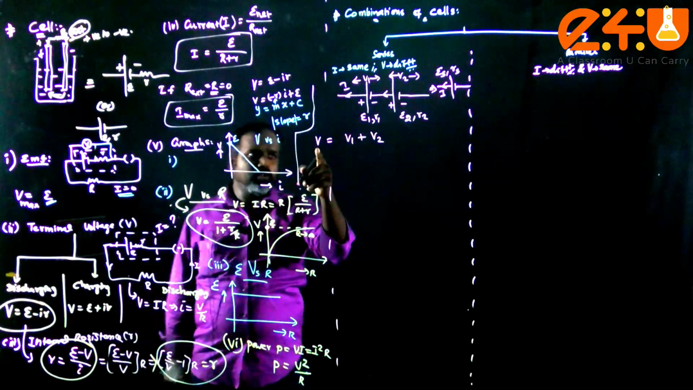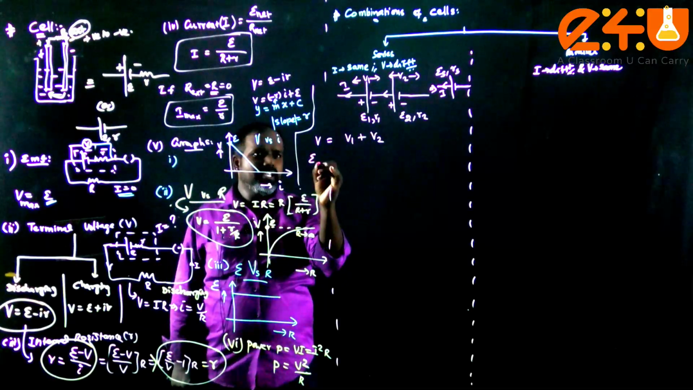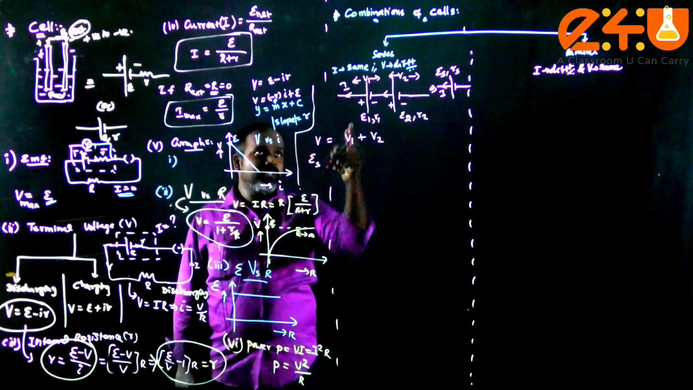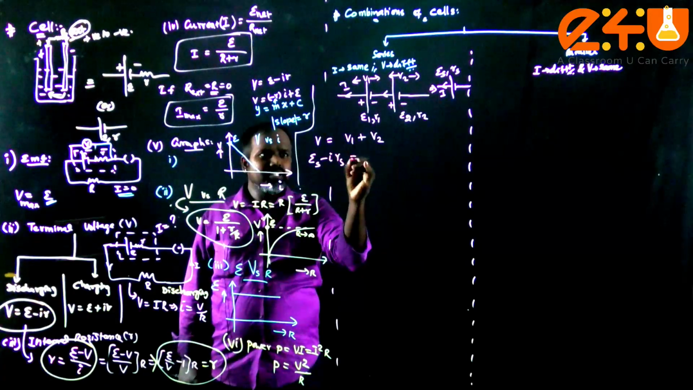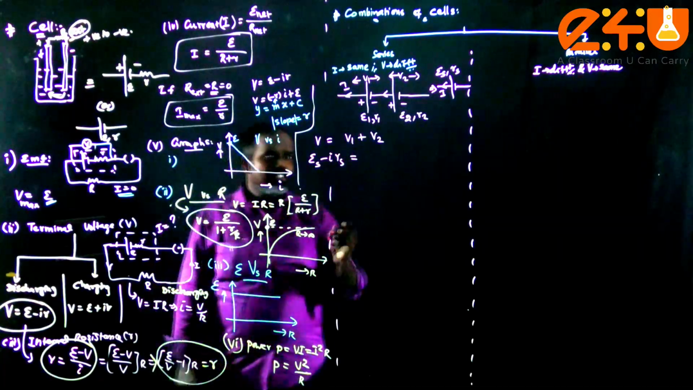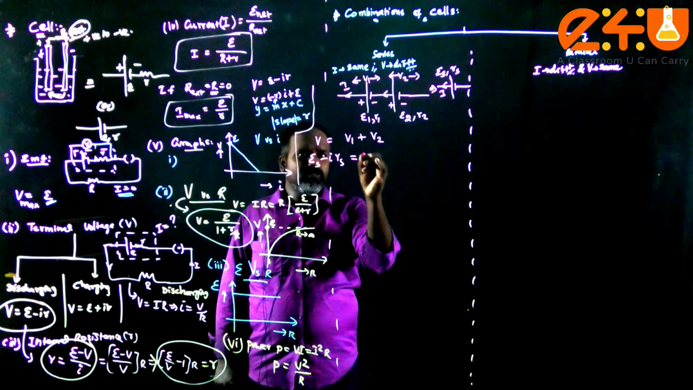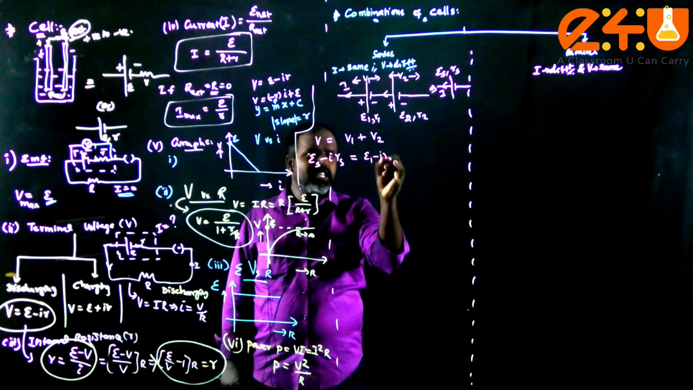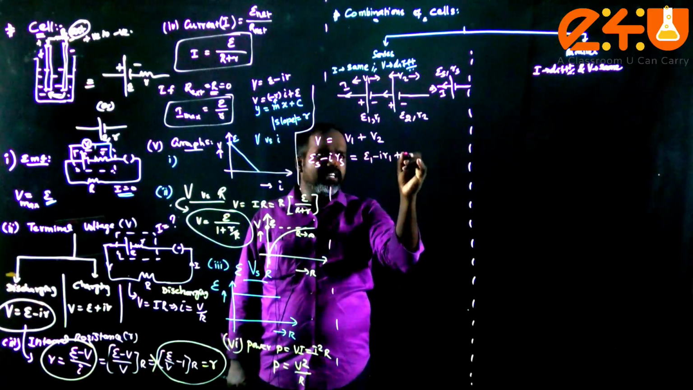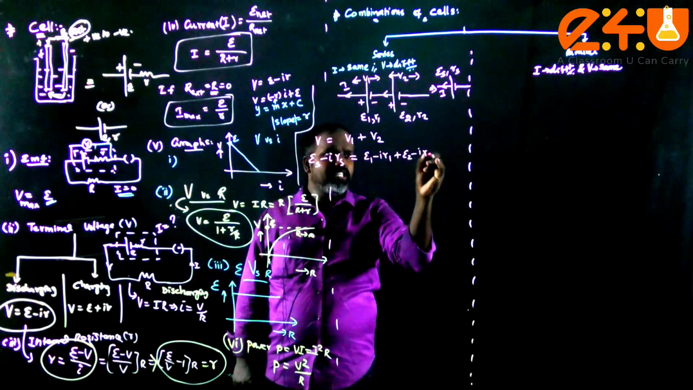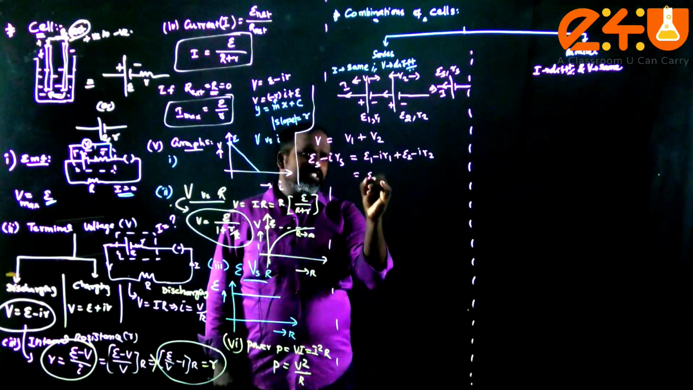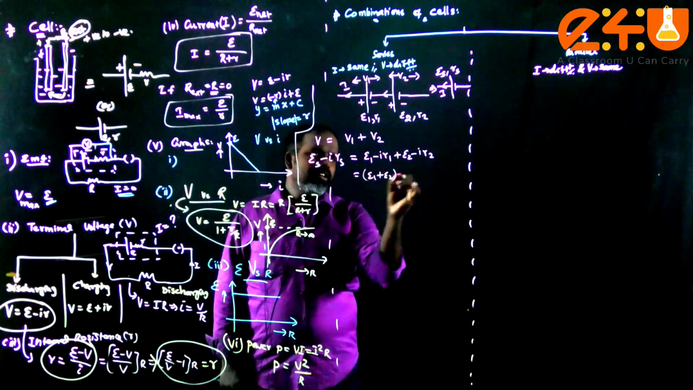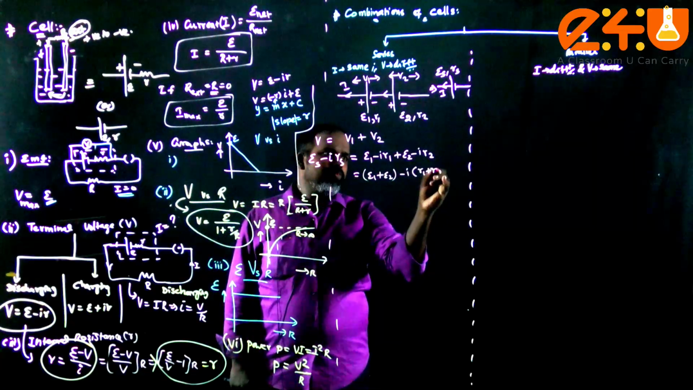Since it is a total voltage, E total, that is E series, because I am talking about series, E series minus I into R series, because the current is the same here. So that is equal to, for V1 we can write E1 minus I into R1, plus for V2, E2 minus I into R2. Group the terms: E1 plus E2 minus I common, R1 plus R2.